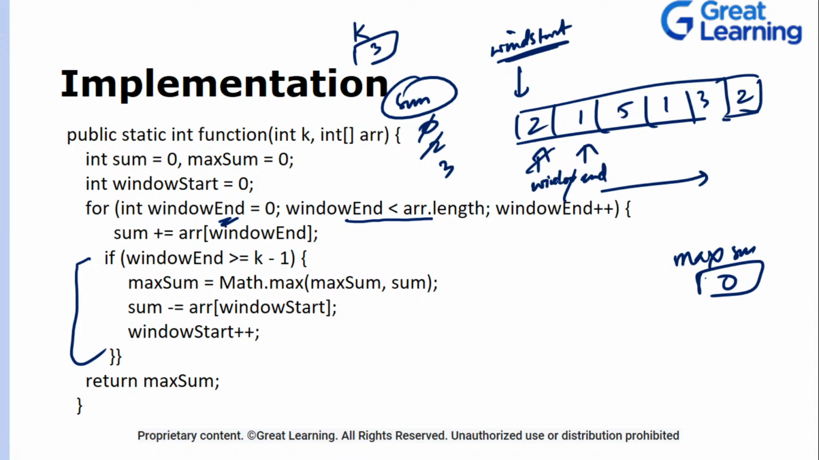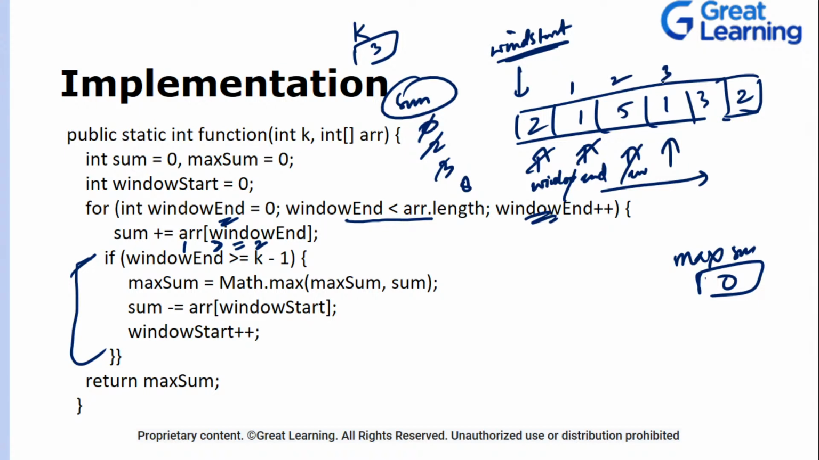Now again we will check if this window end, which is currently at 1, is greater than or equal to k minus 1, which is 2, right? 3 minus 1 is 2. So obviously it is not greater than, then window end will be over here. Again this if will not be executed. So again we will be adding, so the current sum is 8. Now window end is here, and now we will do the increment of window end, so we will be over here.